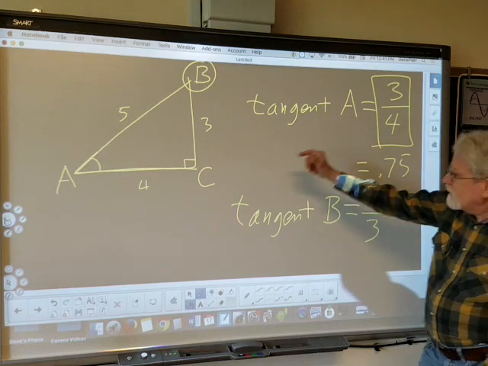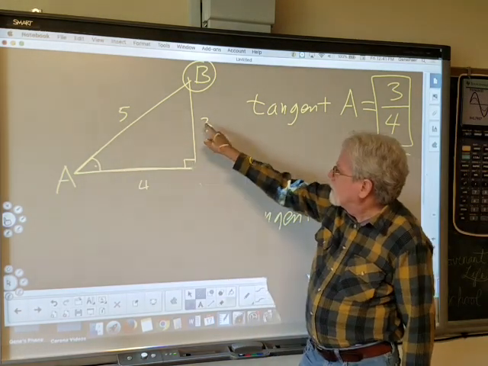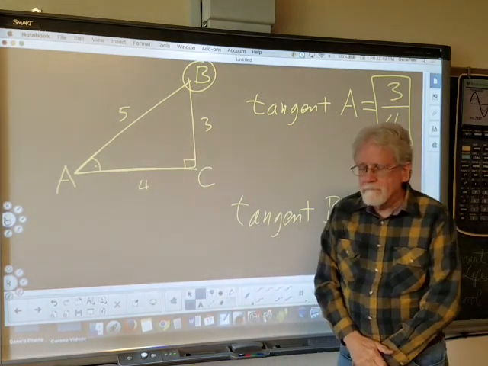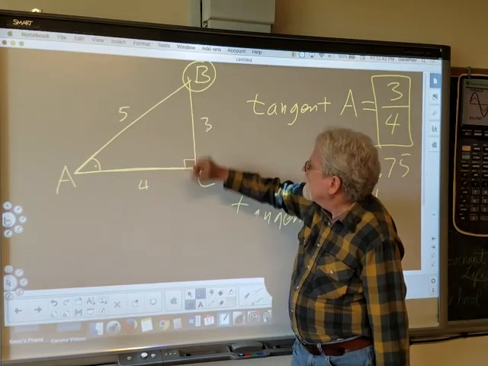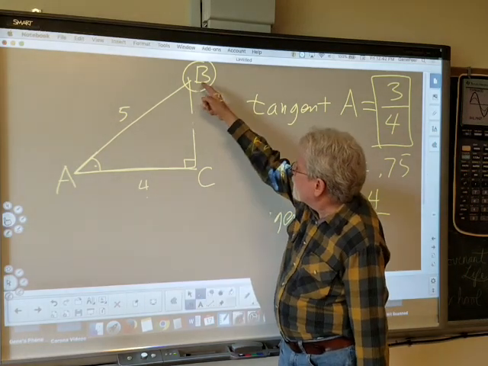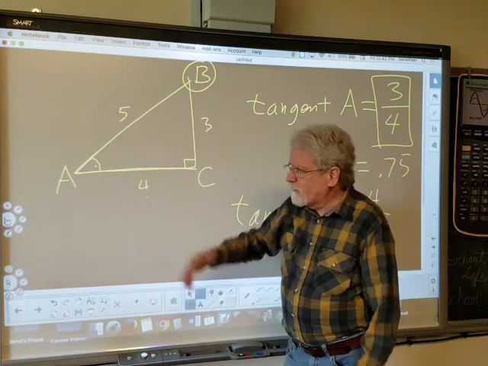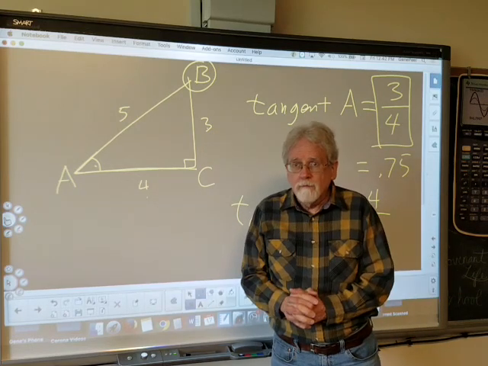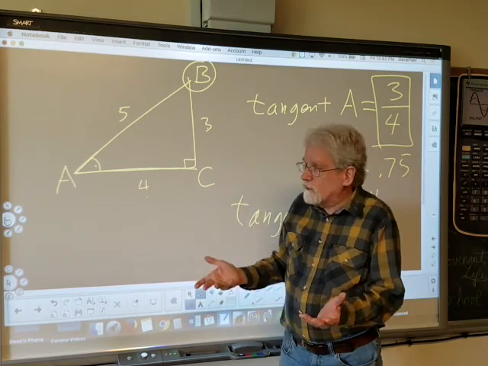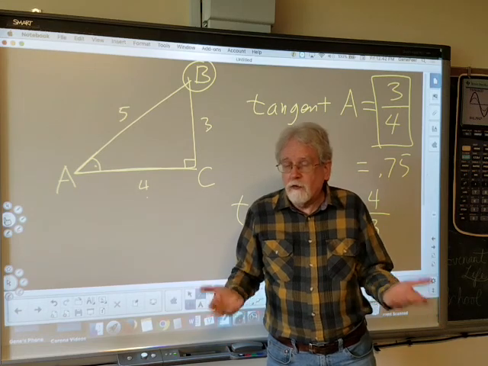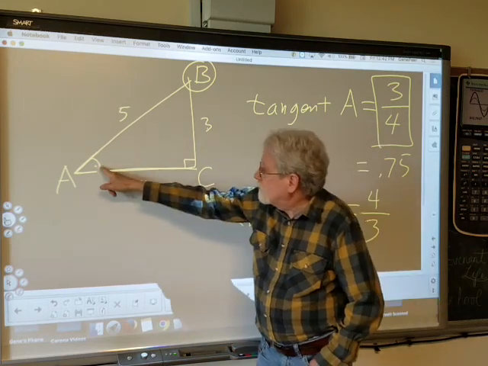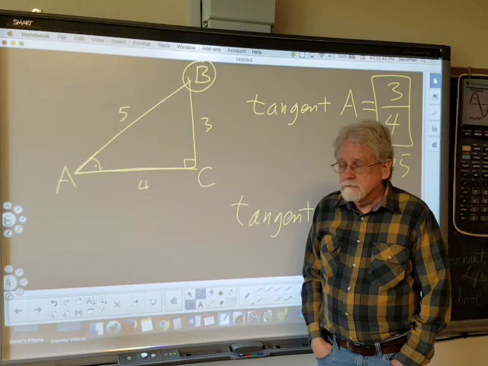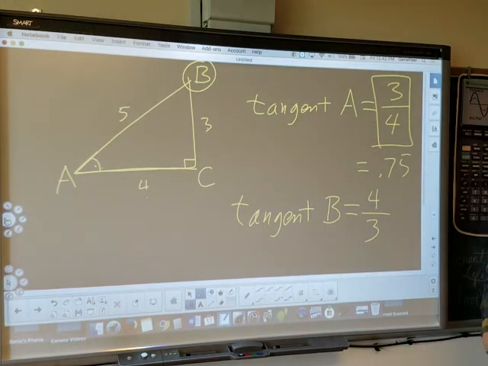So the tangent of A is its opposite over its adjacent. But the tangent of B is its opposite over its adjacent. The 3 and the 4 swap roles. What used to be the adjacent turns into the opposite, and what used to be the opposite turns into the adjacent when you switch to the other angle. Pretty easy so far? I think so.